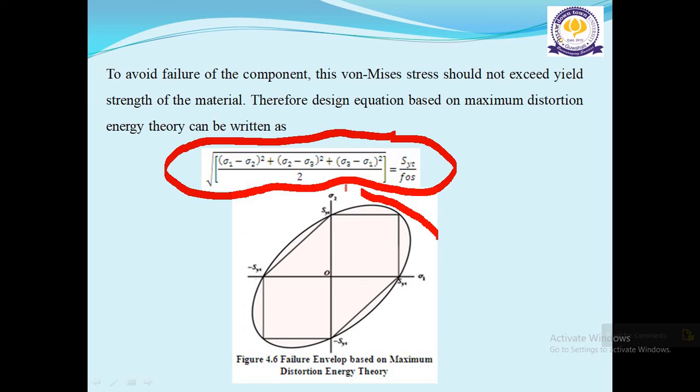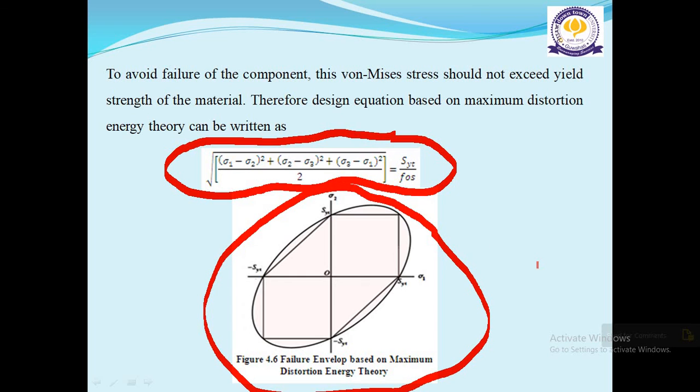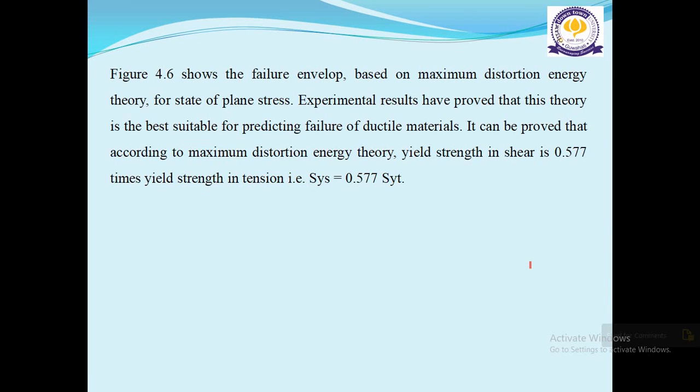So here you can see the figure of failure envelope based on maximum distortion energy theory. This figure shows the failure envelope for state of plane stress. Experimental results have proved that this theory is the best suited for predicting failure of ductile materials. It can be proved that according to maximum distortion energy theory, yield strength in shear is 0.577 times yield strength in tension, that is Sys is equal to 0.577 Syt.